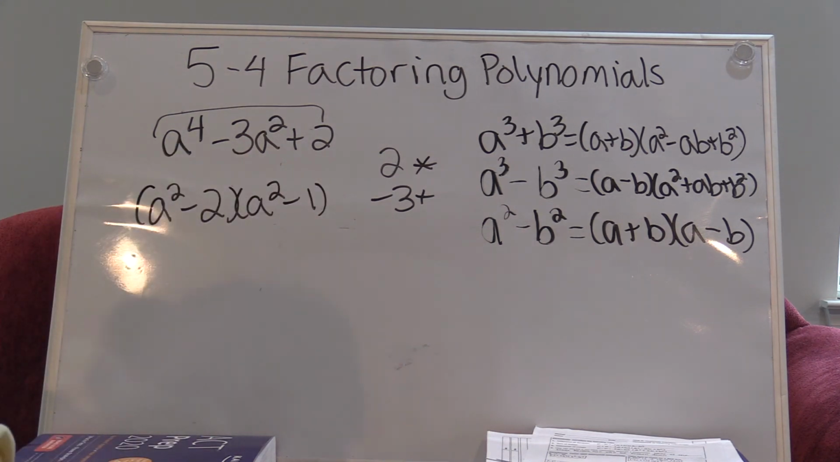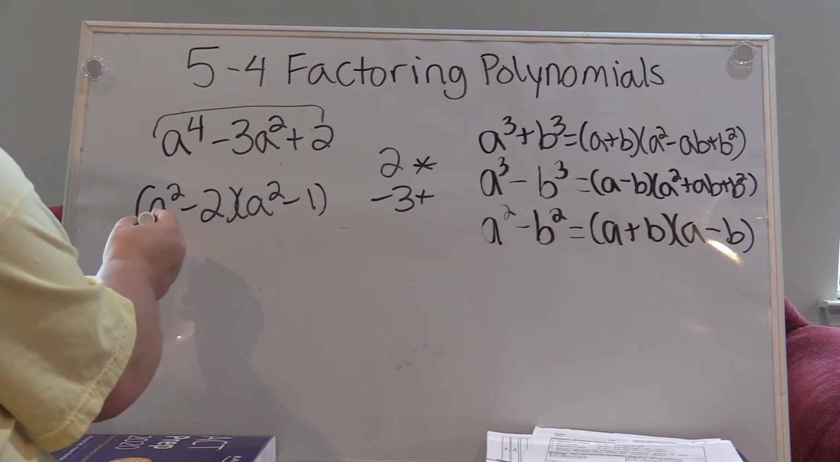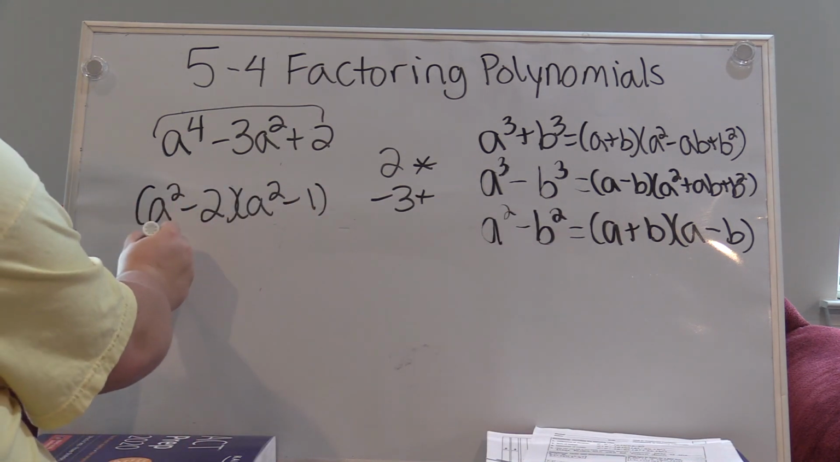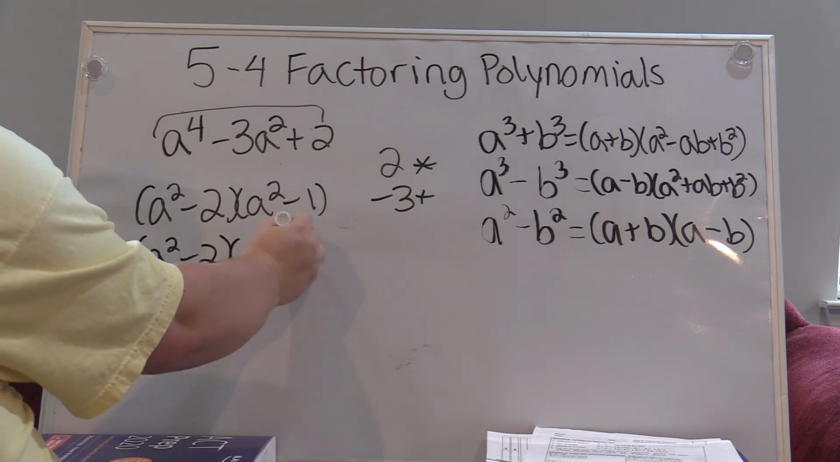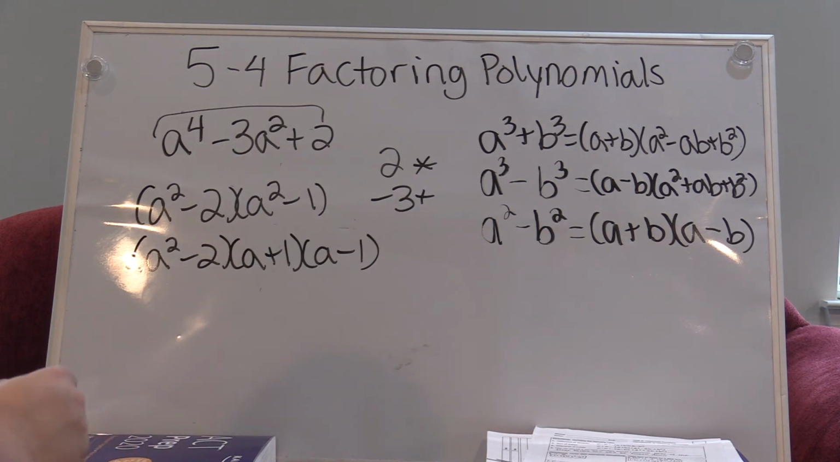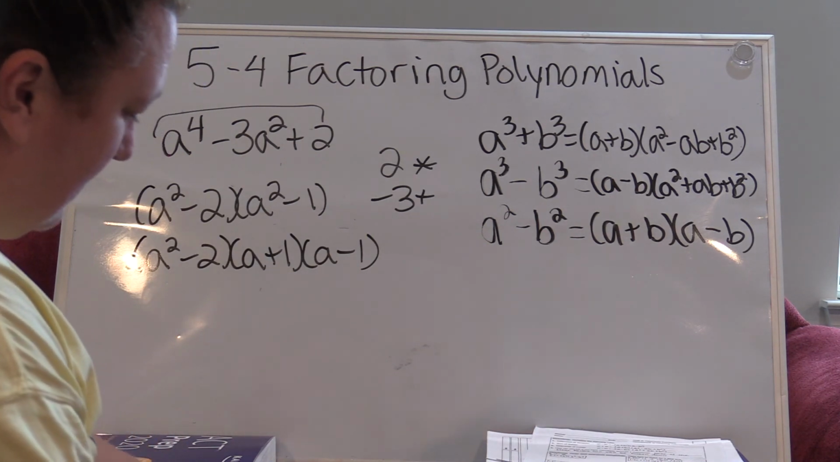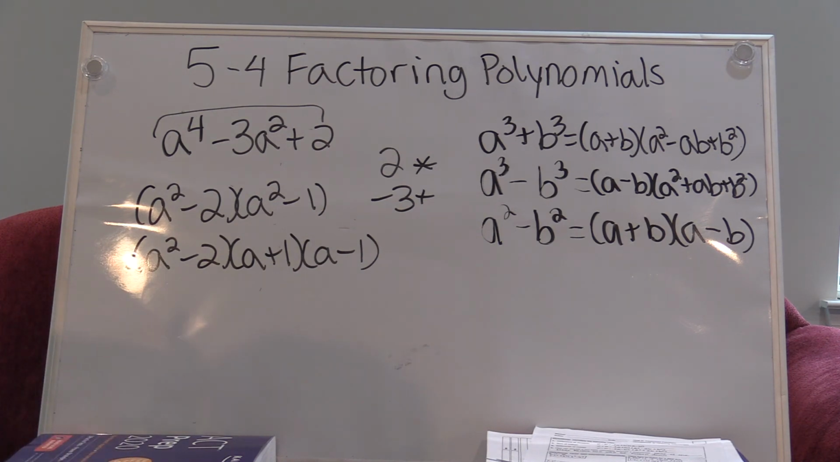What do I know about a squared minus 1? You're right, this is a difference of squares again. So I have a squared minus 2 times a plus 1 times a minus 1. I'm going to do probably 3 more examples with us.